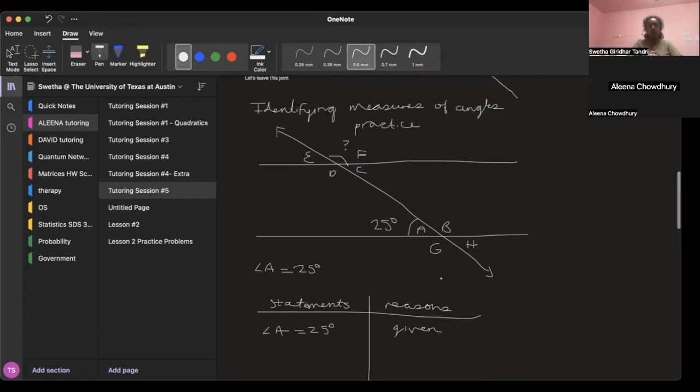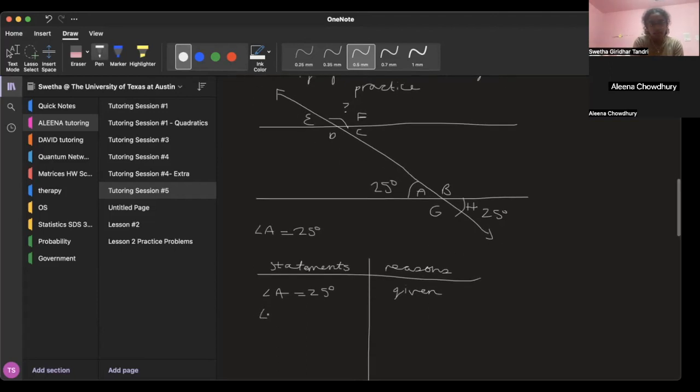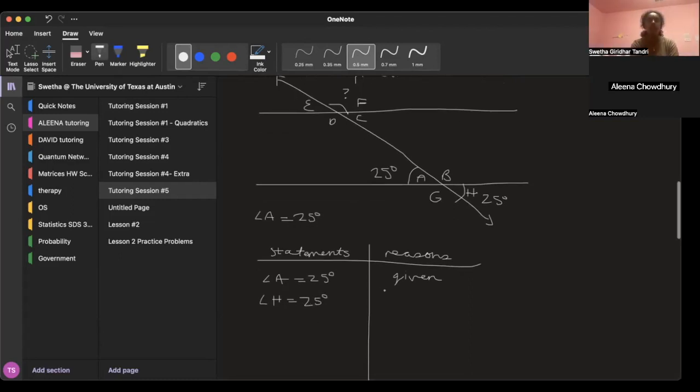Okay, so what is the next thing that we can do? So what's another angle that we can find the measure of that will eventually... Well, H is the exact opposite, so it'll be 25. Yes, and so we can say that H is 25. That is our next statement. And why did we say that H is 25? So what's the reason? It's congruent. Is that the word?